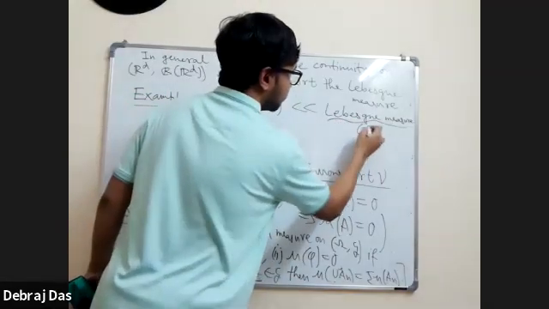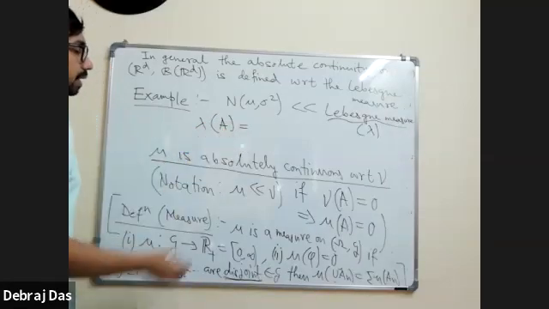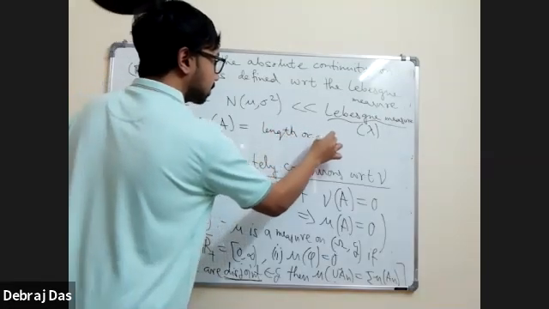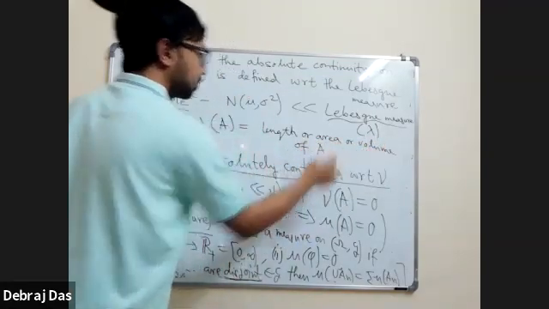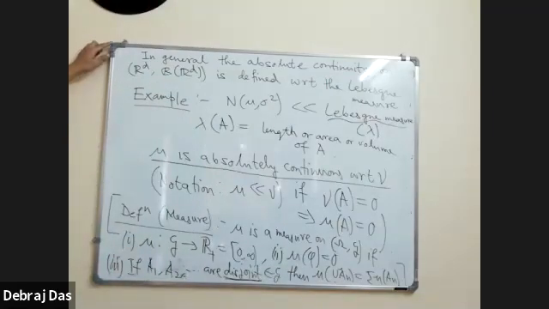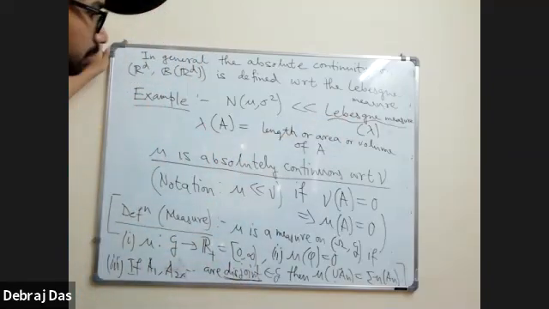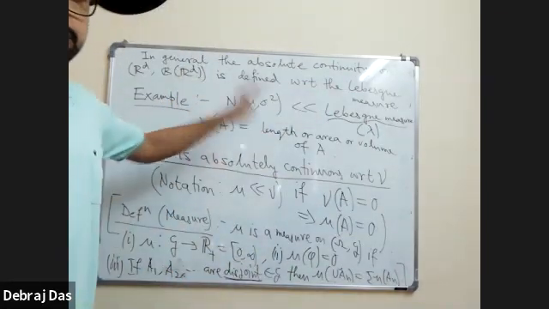Lebesgue measure is generally denoted by lambda. Lambda of some set A is simply the length or area or volume of A. Okay. So, for example, if you consider an imaginary coordinate system here and consider this board as the two-dimensional Euclidean plane, in that case, the Lebesgue measure of this board, the surface of the board, is simply the area of this board, nothing else.